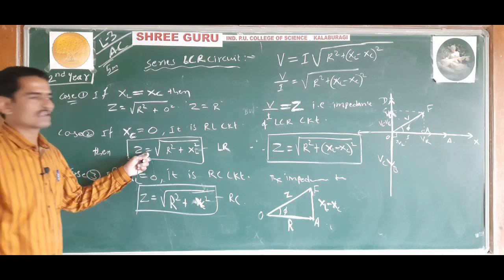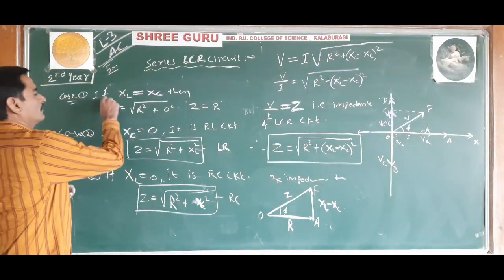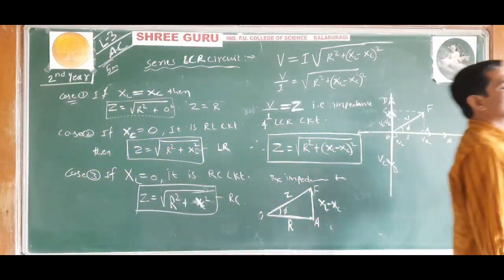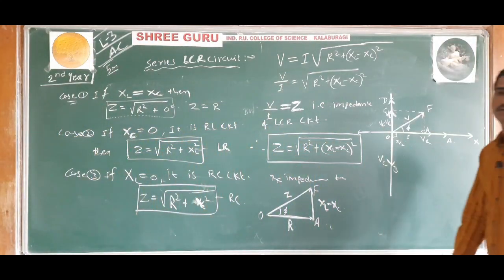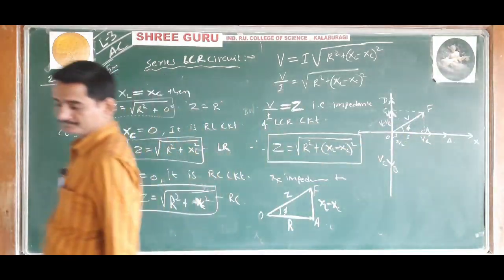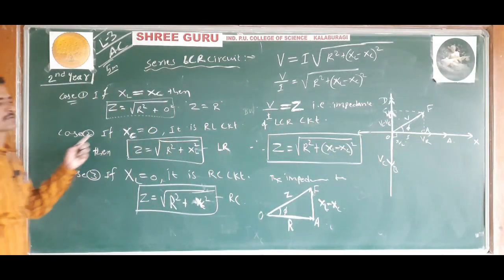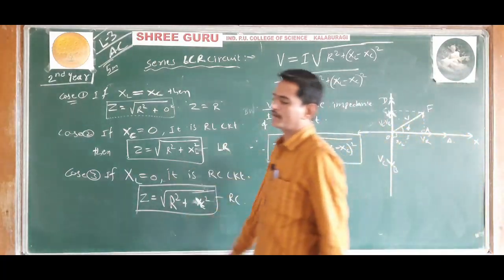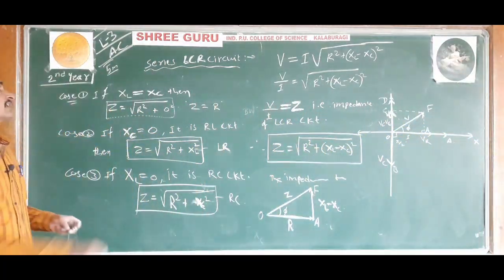This is the impedance for an LR circuit, and this is the impedance when XL is equal to XC, that is, when the capacitive reactance and inductive reactance are equal. Then you can write this formula. Understood? Understand this derivation. This derivation carries 5 marks, and it is very important for the theory exam.